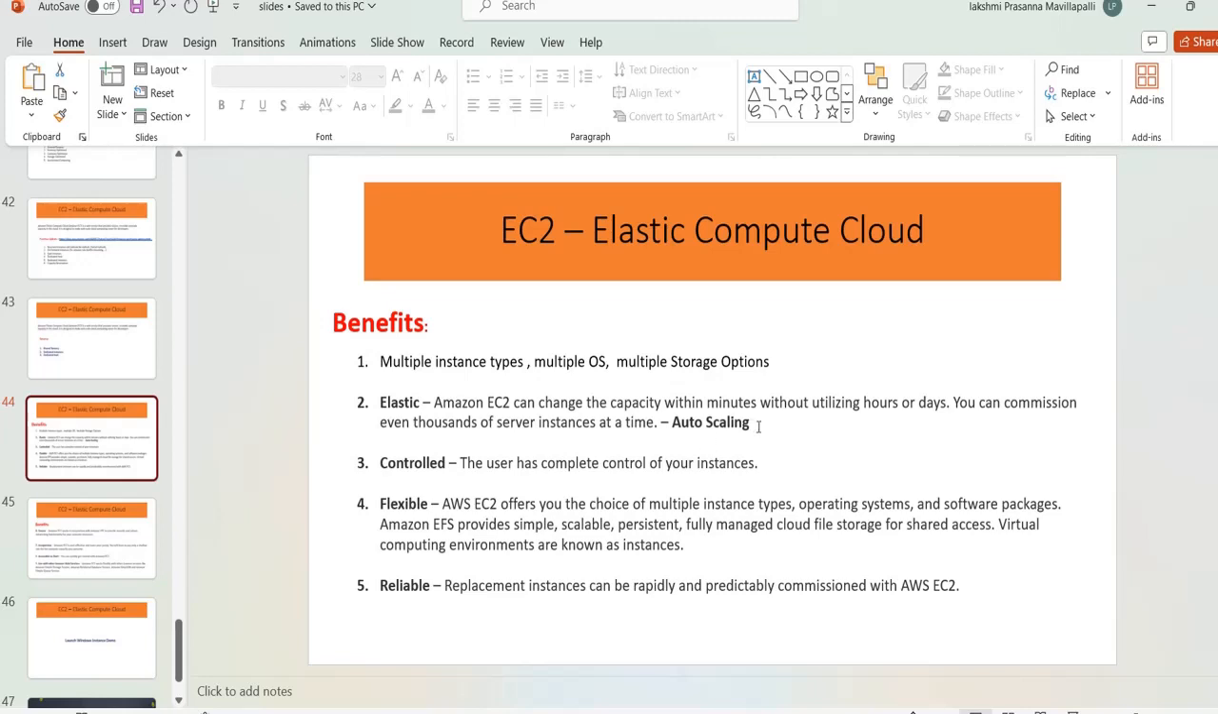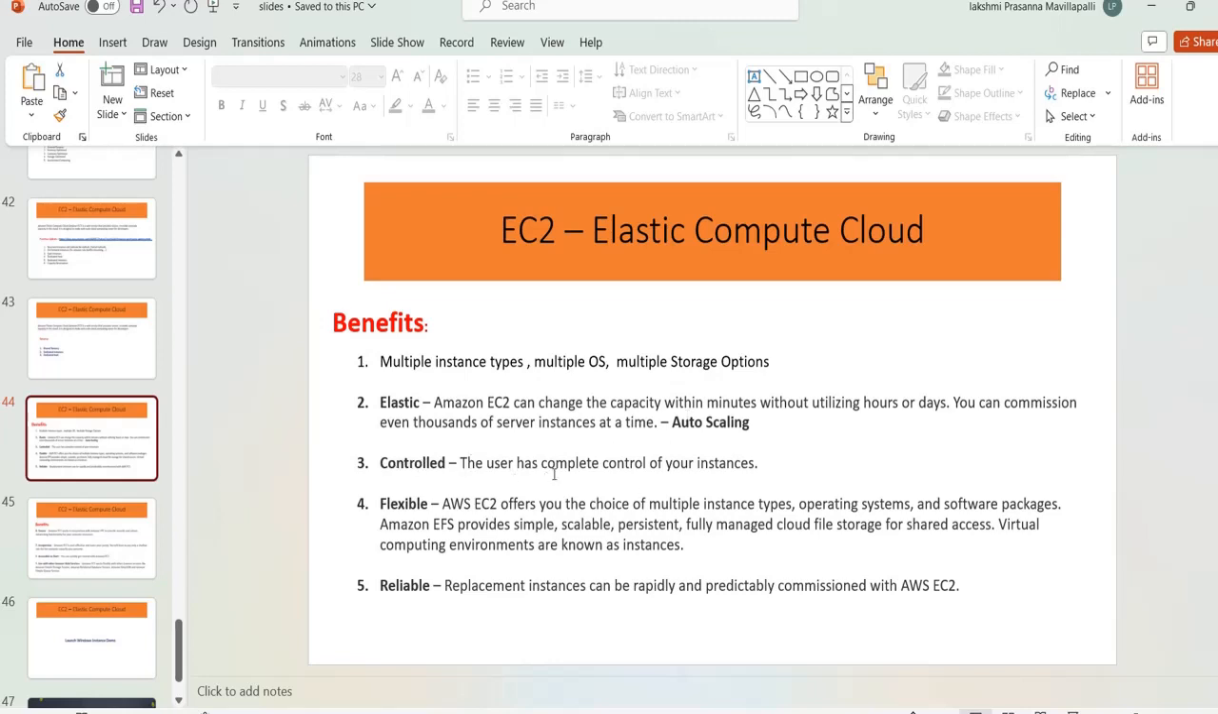And auto scaling is also possible in EC2. So you don't need to scale your infrastructure manually. If you want to add more servers, you can do it the manual way. But in AWS we have an auto scaling option also. Based on the conditions which we have given, it will automatically scale up the virtual machines or scale down the virtual machines. It is called auto scaling. We will be seeing and discussing this practically in our upcoming videos.